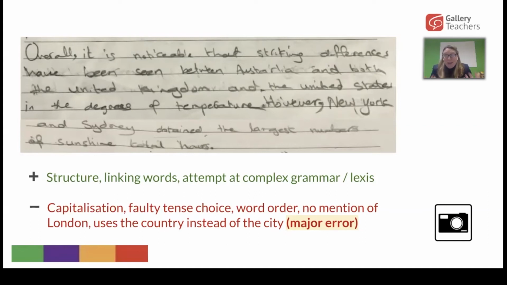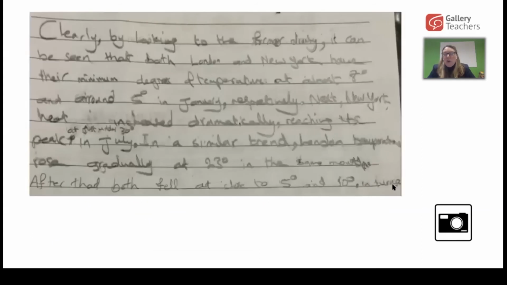Why? Well, quite simply, I mean, I'm not a geography teacher, but London is not the United Kingdom. Australia is not Sydney. Australia is a huge country. If we're talking about temperatures, it's very possible the temperature could have been totally different in a different part of the country. So this is inaccurate.